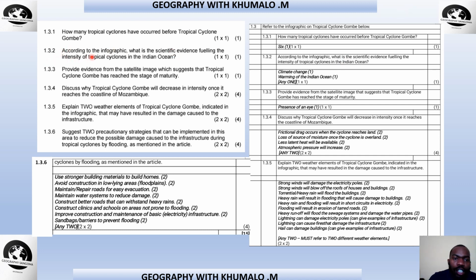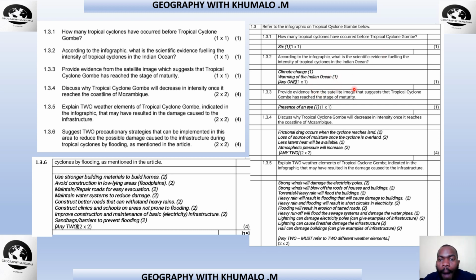1.3.2, according to the infographics. Now they direct you. According to the infographic, what is the specific evidence fueling the intensity of tropical cyclones in the Indian Ocean? Now, to fuel is to give it energy. That provides the moisture and fuel so that it can move faster and be intense. To be intense, it may be stronger. So, let's see what the answer is.